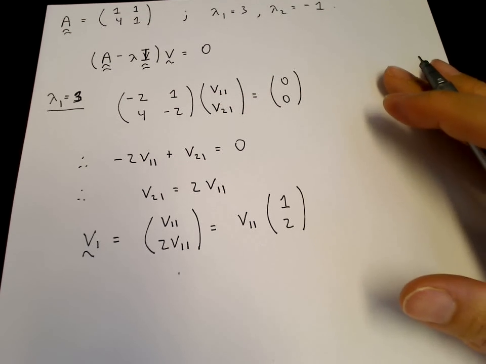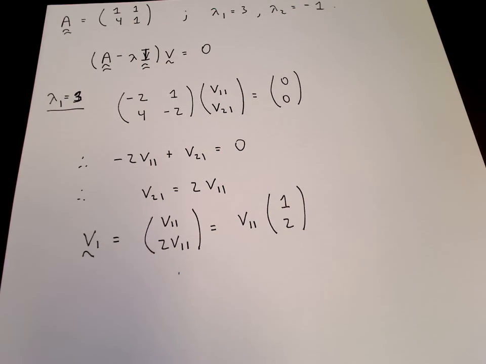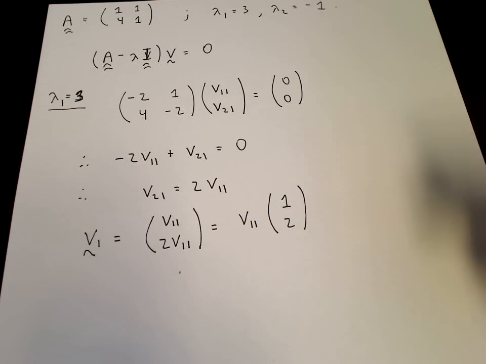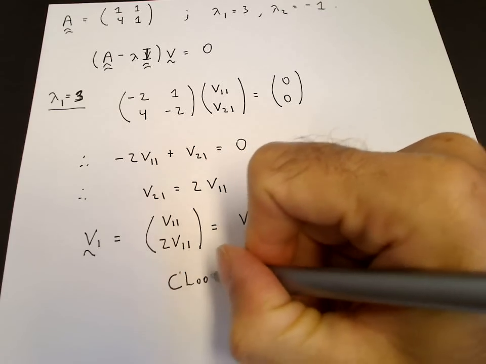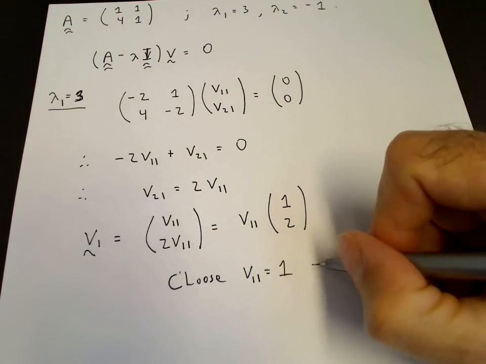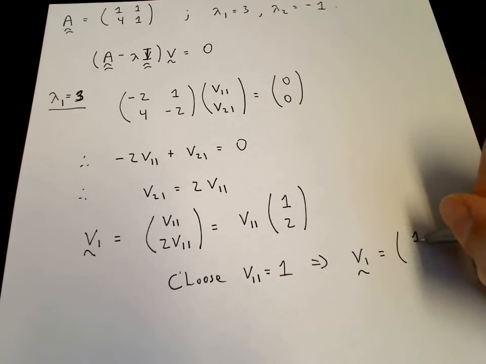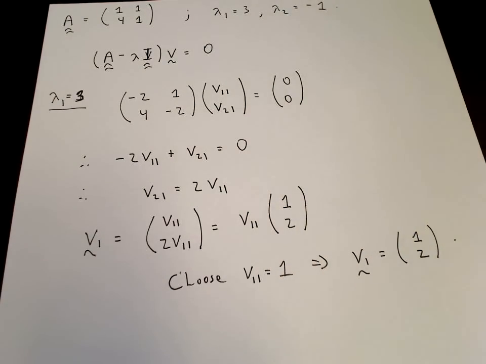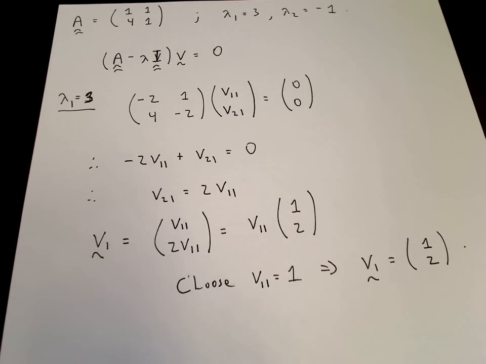And v1, of course, the eigenvector, is determined only up to a constant. So for simplicity, we can just choose v11 equal to 1. Okay, so that our first eigenvector will be (1, 2). Okay. Now we can find the second eigenvector.